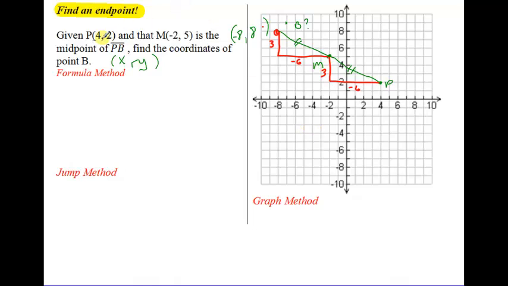So this is the way this one works. You use the midpoint formula. You remember you're going to take your x coordinates and average them. These are from the endpoints though. So my x coordinates are 4 and x. Those are my endpoints. I don't know what that is.